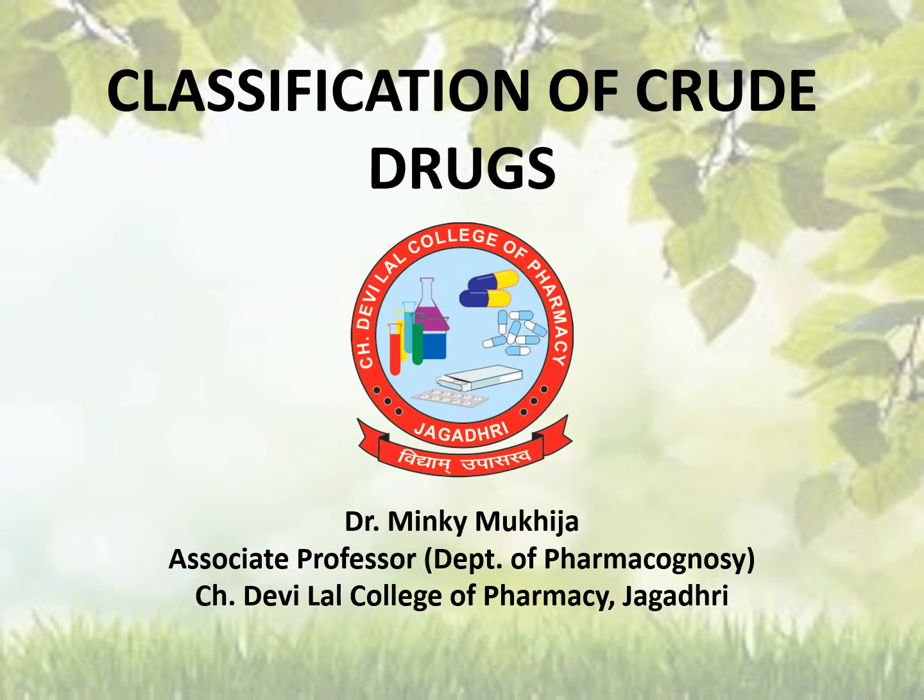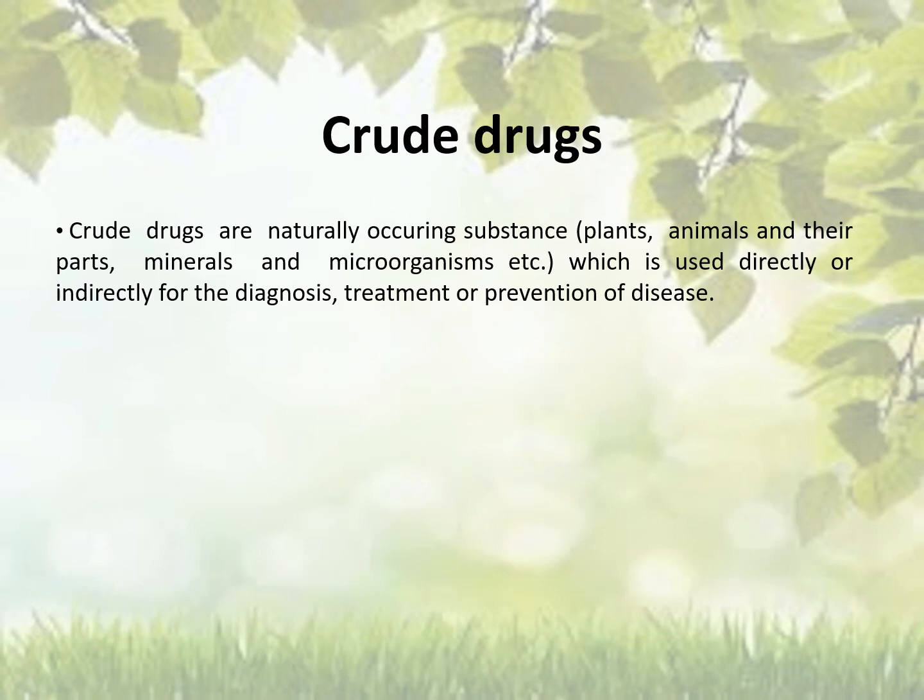Today's topic of discussion is classification of crude drugs. Now, what are crude drugs? As I told you earlier, crude drugs are simple drugs. They are naturally occurring substances. Naturally occurring means these are obtained from plants, animals, minerals, marine sources, or from microorganisms. Crude drugs are used directly or indirectly in their raw form for medicinal use. Raw form means it can be used as it is present in nature without any further processing except drying and size reduction.